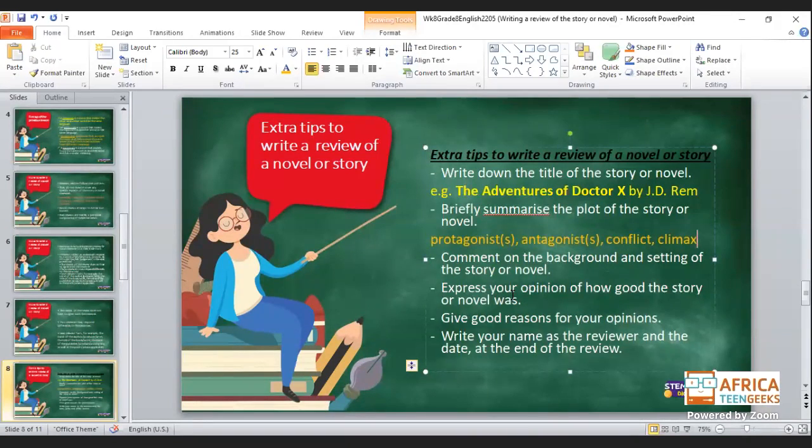After you tell us how good of a story it is, then you will need to give good reasons for your opinions. So you can say that the Adventures of Dr. X is good because Dr. X is such a relatable superhero. Kids will really want to be just like him, and he really inspires everybody of every age.